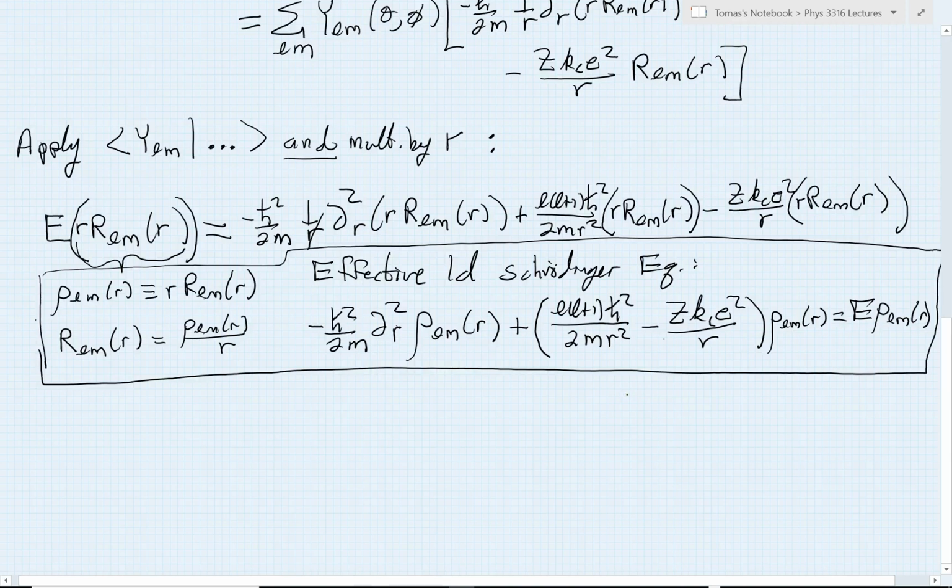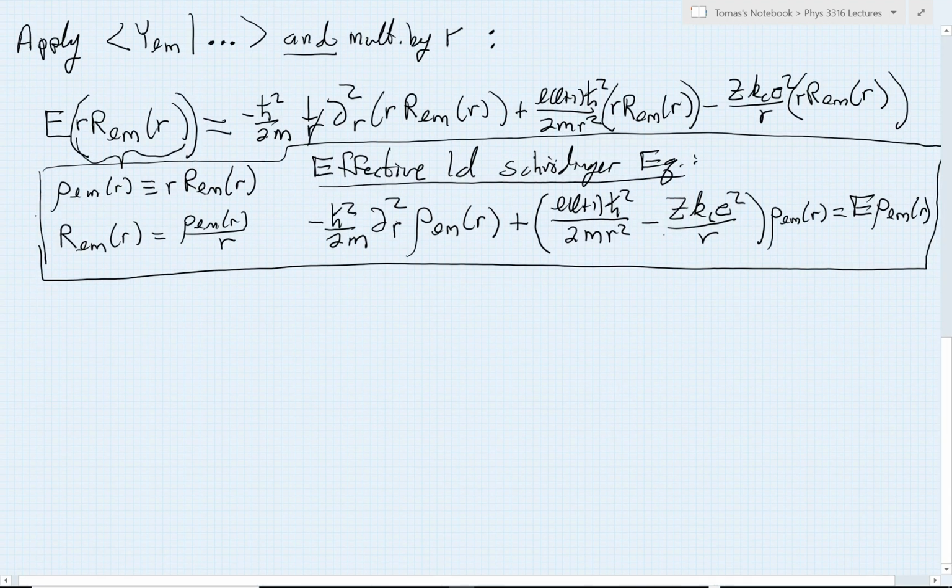Before we jump into an in-depth discussion of how to solve this equation, it's helpful to try to build up a little physical intuition about what it is actually telling us. The first thing to notice is that this term that multiplies rho Lm of r definitely just looks like some kind of a potential function, some V effective of r. It's known as the effective potential.